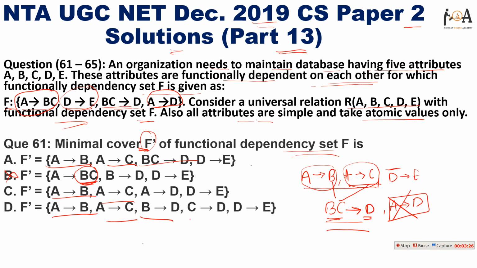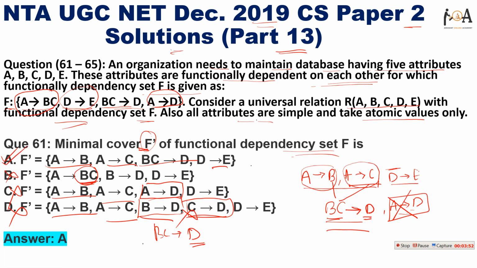Now the option with B derives D and C derives D is incorrect again. Why? Because B and C together derive D, but here B is deriving D and C is deriving D, an incorrect statement. And A deriving D is redundant, so it should not be included in the minimal cover, so option C is also incorrect. So only D derives E remains, and option A is the correct answer. I hope guys the concept is clear to you.